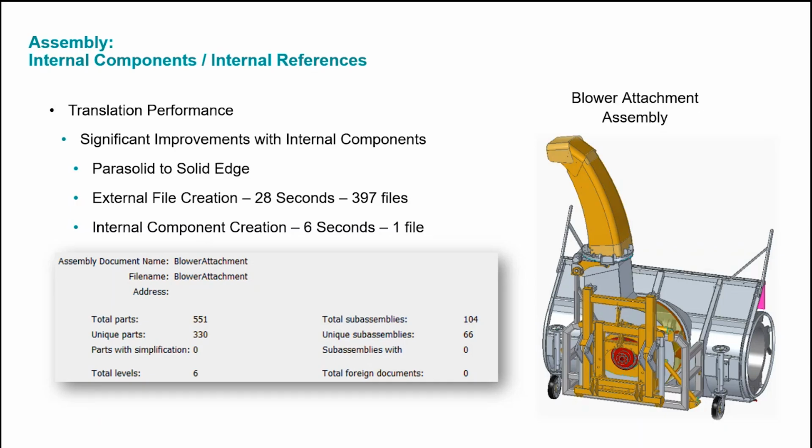Here is an example of using internal components with a Parasolid file. If we wanted to open this externally, it would take us around 28 seconds to translate and open these 397 files within the assembly. But if I open it directly as internal components, we find that we can open the same file within just 6 seconds.